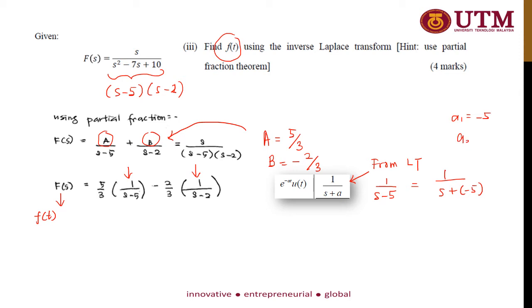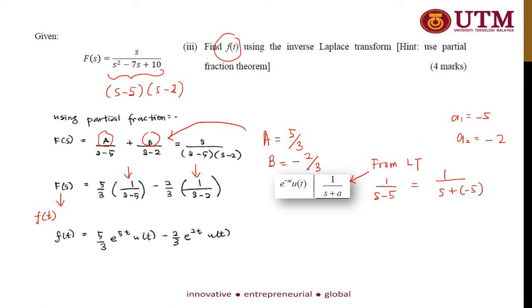So a2, for the second component, is equal to minus 2. Okay, now let's write the equation for f(t). So f(t) is equal to 5 over 3, times 1 over s divided by s minus 5.